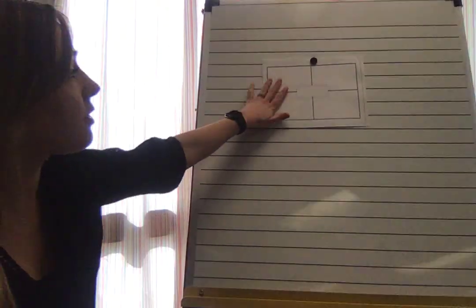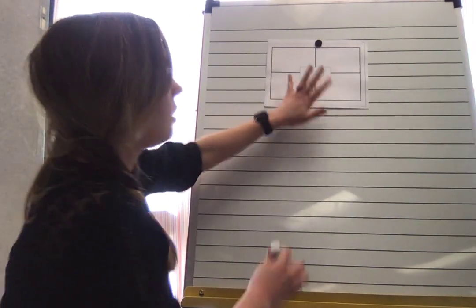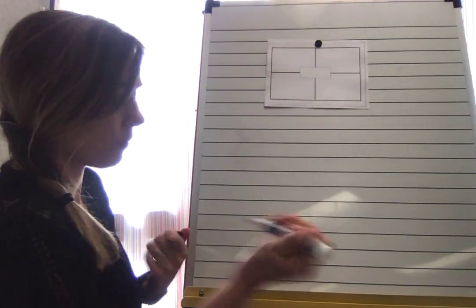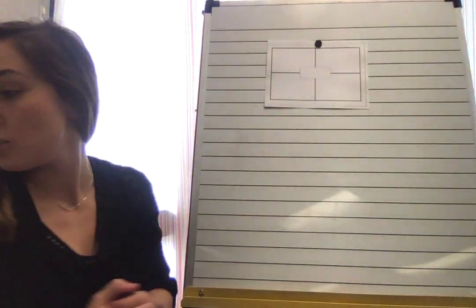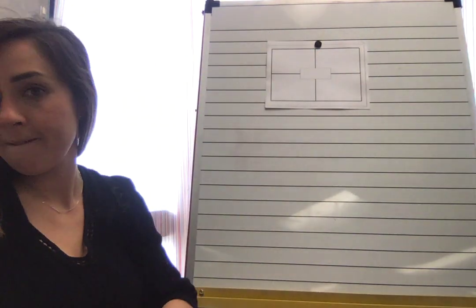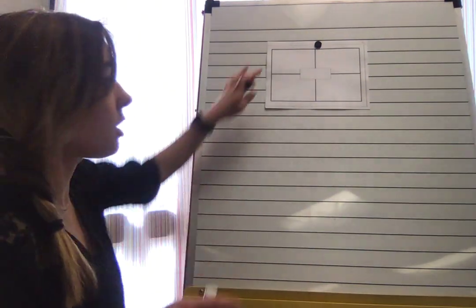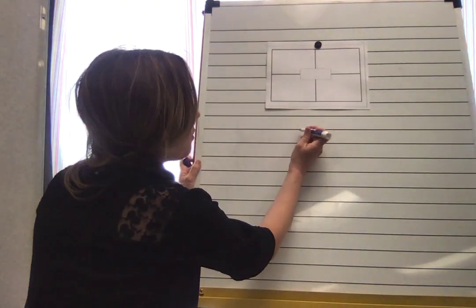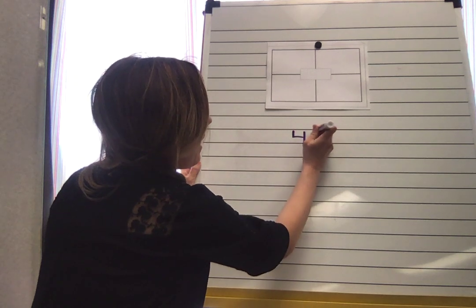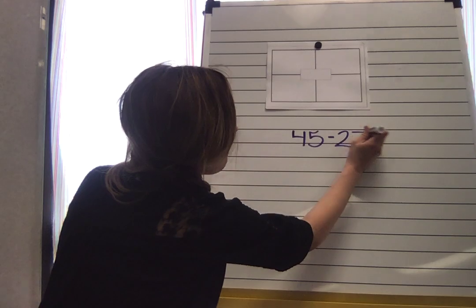All right, so you have your paper. I'm going to draw one down here. So each problem will go in a box. Okay. So the one that we're going to do together and the one that you're going to do in your first box is going to be 45 minus 27.